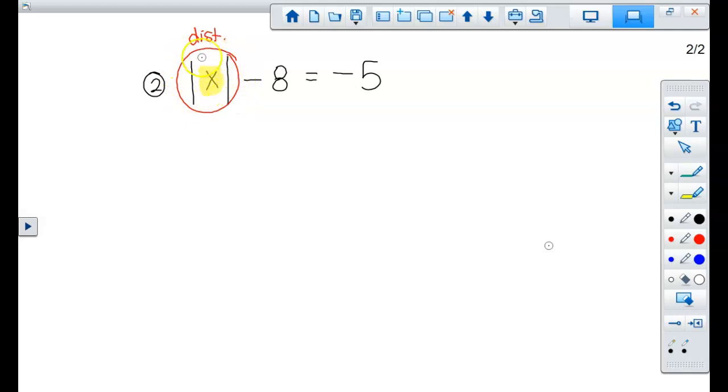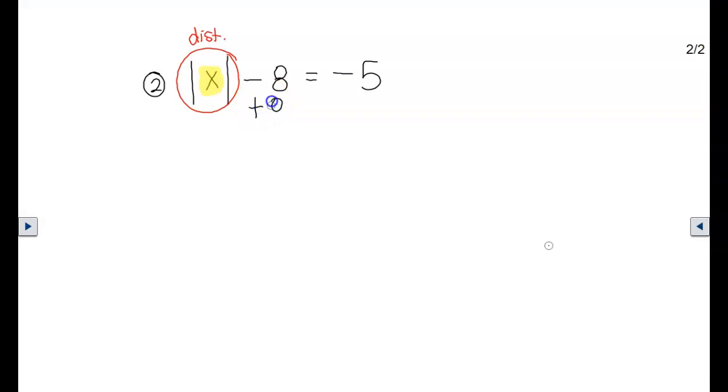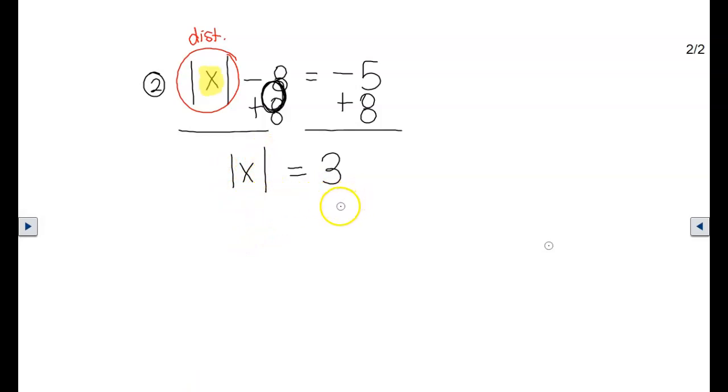To get this alone, I've got to cancel out this minus 8. So you would do plus 8 on each side of your equation to isolate that absolute value. Your negative 8 and your positive 8 will cancel out, which gives you the absolute value of x is equal to negative 5 plus 8, which is 3. Now you know what your distance is. The absolute value of x is equal to 3, which means that x is 3 spaces away from 0.